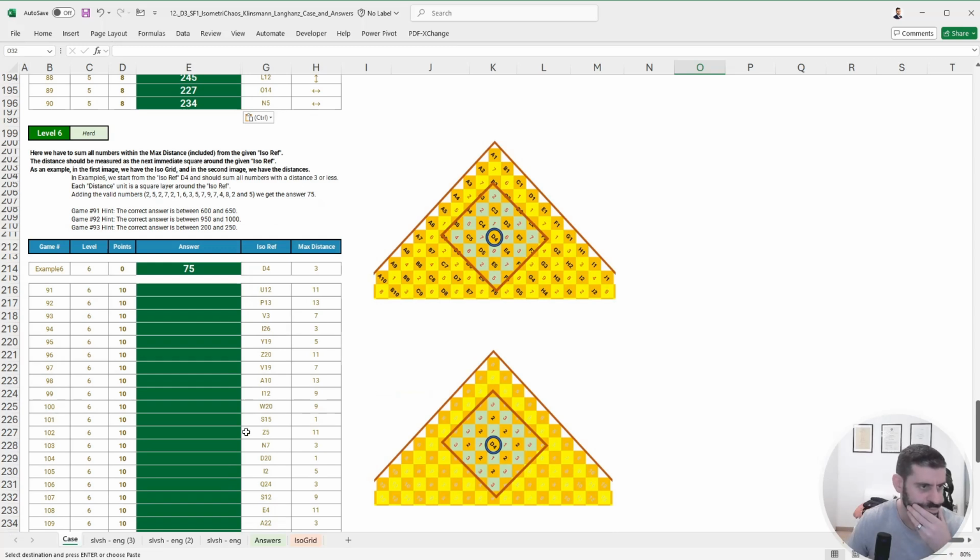So here we have to sum all numbers within the max distance included from the given isorefs. The distance should be measured as the next immediate square around the given isoref. As an example, in the first image we have the iso grid, and in the second image we have all the distances. In example 6 we start from the isoref D4 and should sum all numbers within a distance of 3 or less. Each distance unit is a square layer around the isoref. Okay.